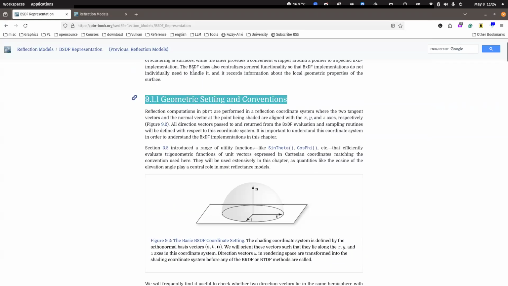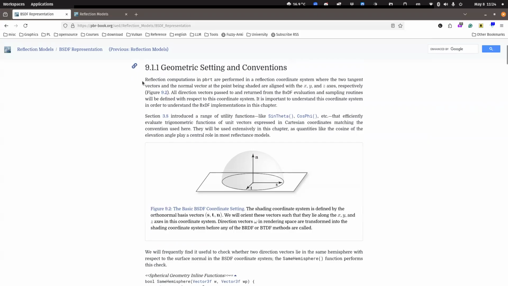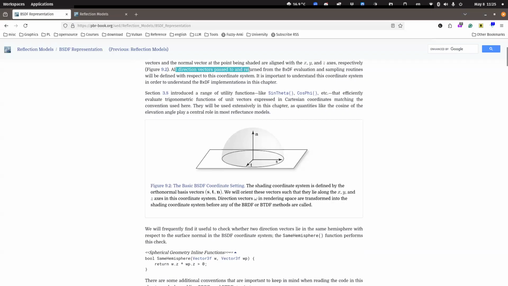Geometric settings and conventions. Reflection computations in PBRT are performed in a reflection coordinate system, where the two tangent vectors and the normal vector at the point being shaded are aligned with the X, Y, Z axes, respectively. So two tangent vectors X, Y, and the normal is Z. The normal points upward. All direction vectors passed to and returned from the BxDF evaluation and sample routines will be defined with respect to this coordinate system. So they will be transformed, and the output will be inverse transformed, I think.